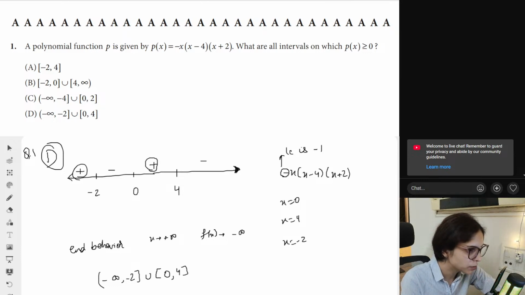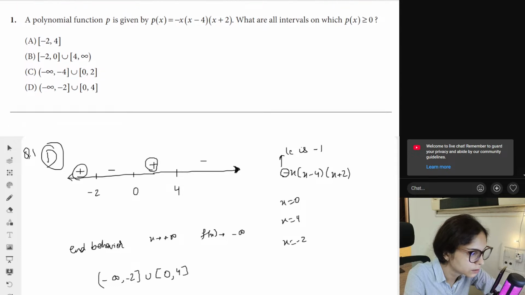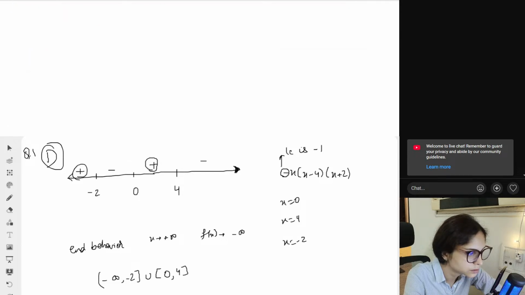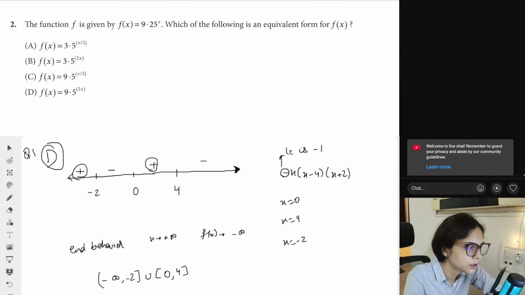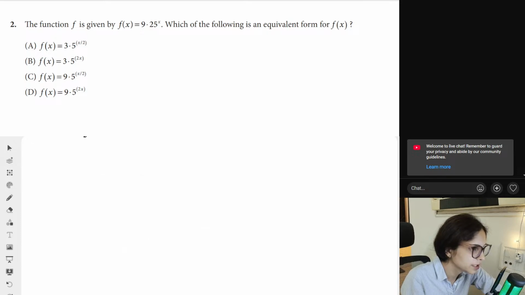Now going to the second question. I'll bring it together. Yeah, now it's easier. And I will erase the first question. Or I think I'll go to the next page. Better.